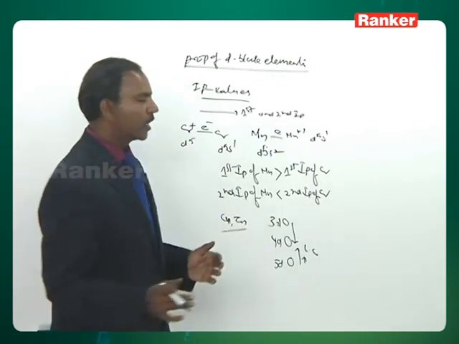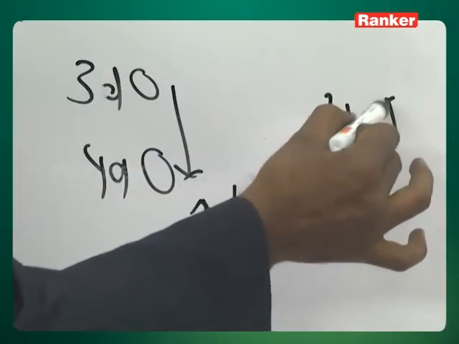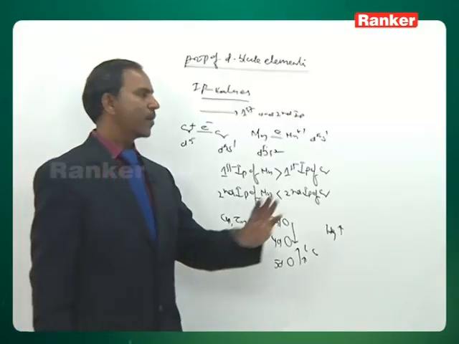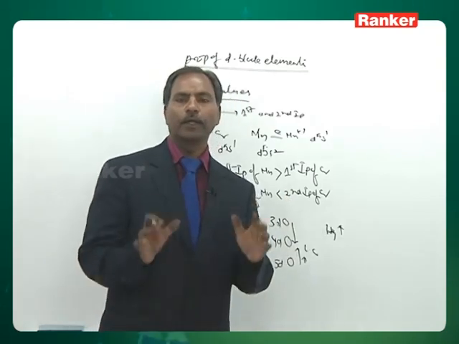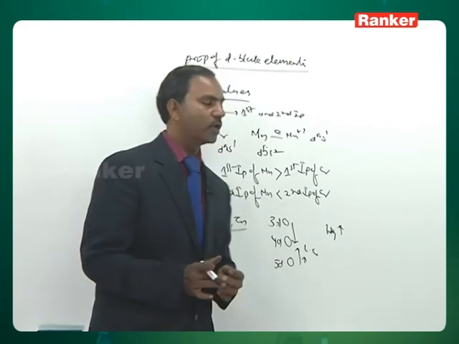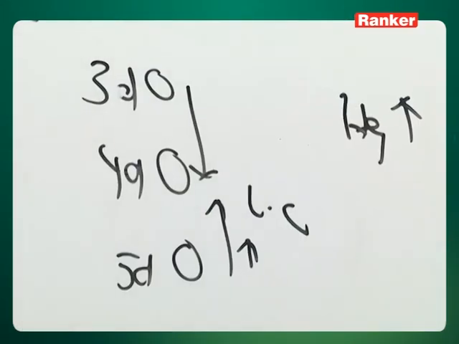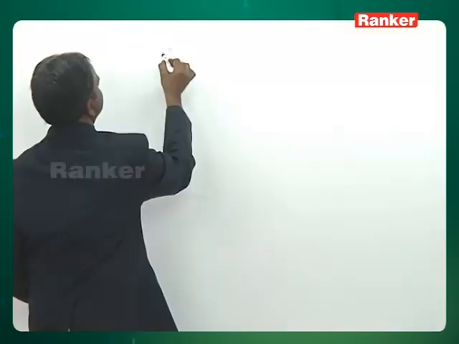Next, remember it's very important: among all the metals in the periodic table, mercury is having the highest first IP. This is about IP values of the d block elements.